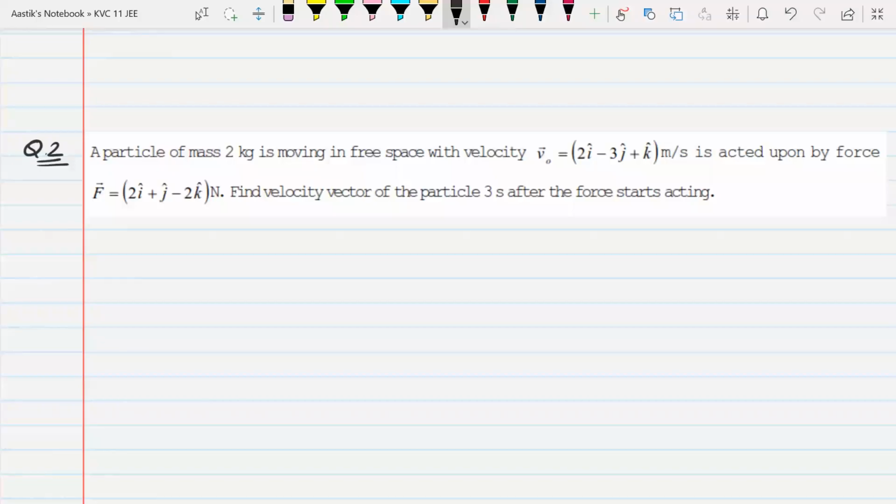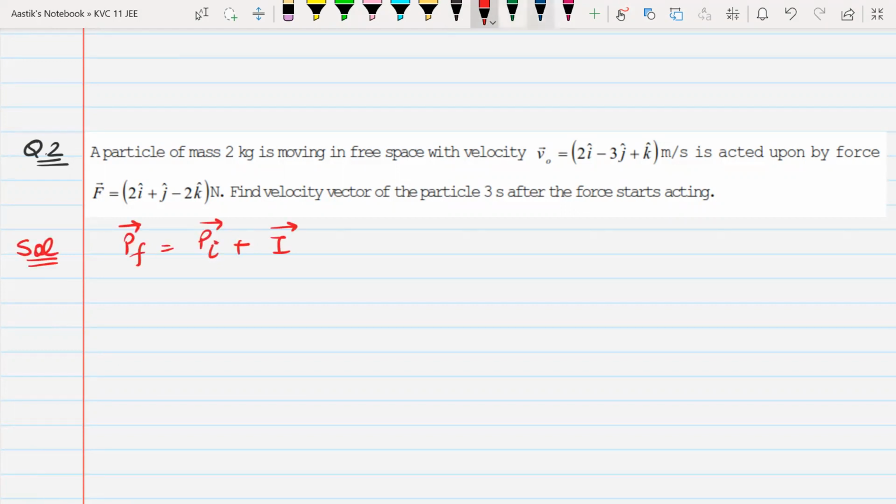Great. I have the answer 5i cap minus 1.5j cap minus 2k cap. That is absolutely correct. So how do you have to do this? Again, I can just put the formula. Final momentum will be equal to initial momentum plus the impulse. Just put this formula.